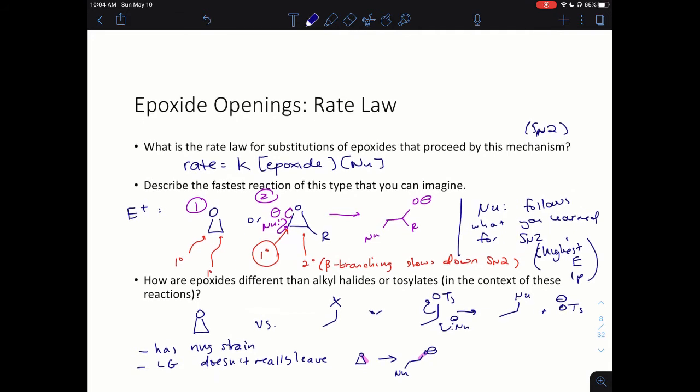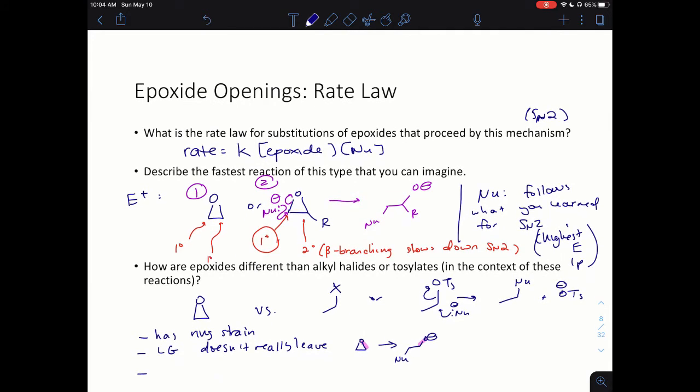Anything else you can think of? Yes, the epoxide has two possible reactive sites, both of those CO bonds.